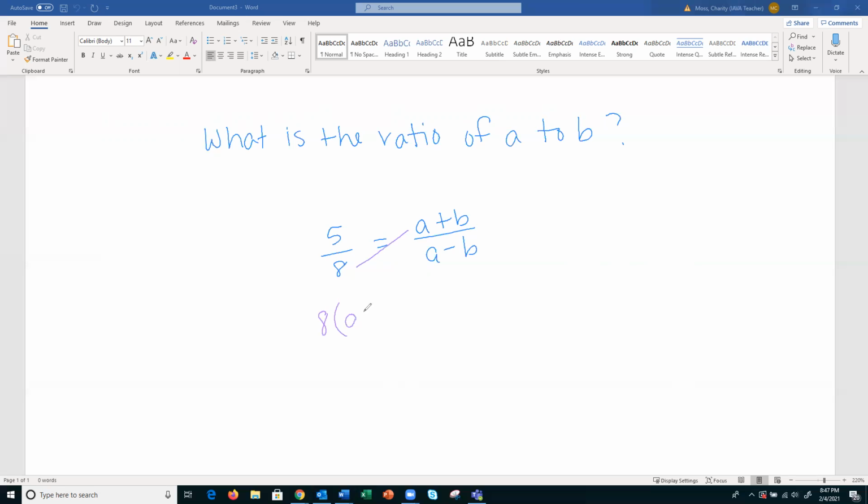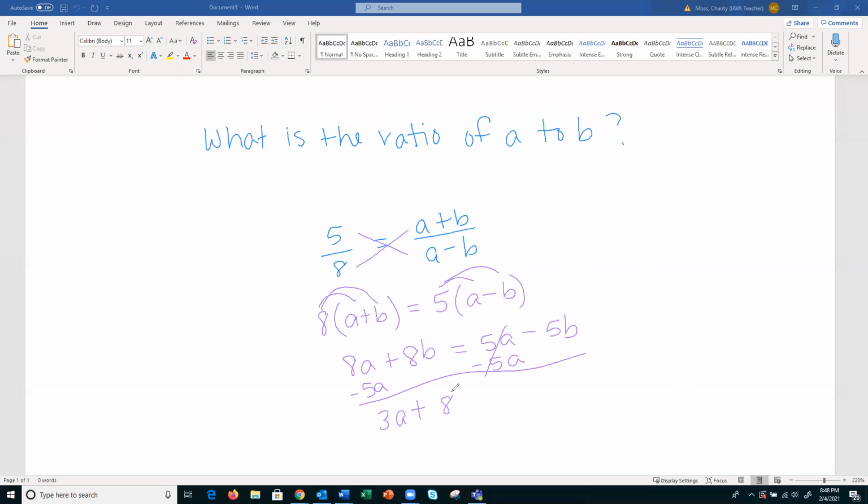We're going to get 8 times A plus B equals 5 times A minus B. Go ahead and distribute. And Ms. Moss did make this up, so it's probably not going to be a very pretty answer. 8A plus 8B equals 5A minus 5B. We do want to get the A's together and the B's together. So let's subtract 5A. We get 3A. It's so crooked, and every time it's crooked. Not sure why. Negative 5B. Subtract 8B, and we get the B's together.